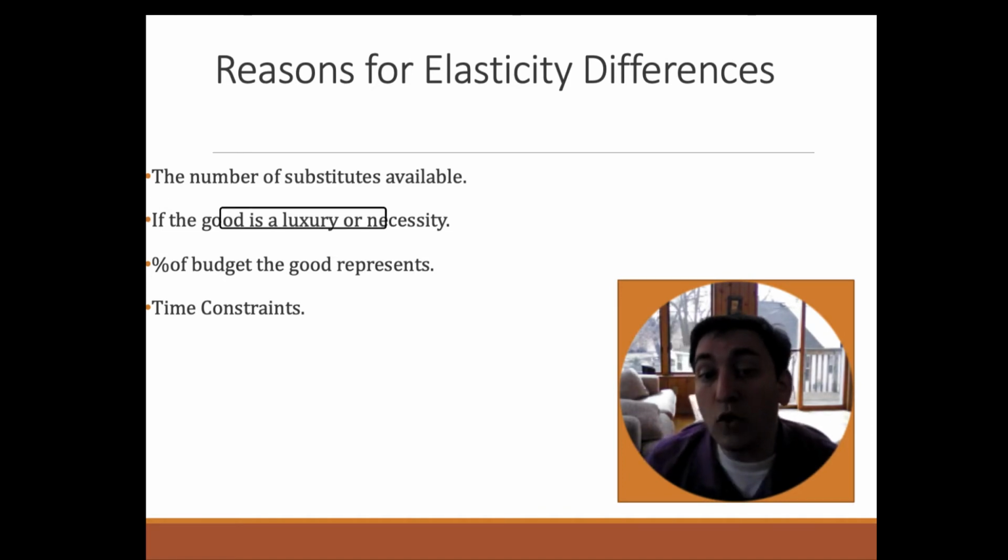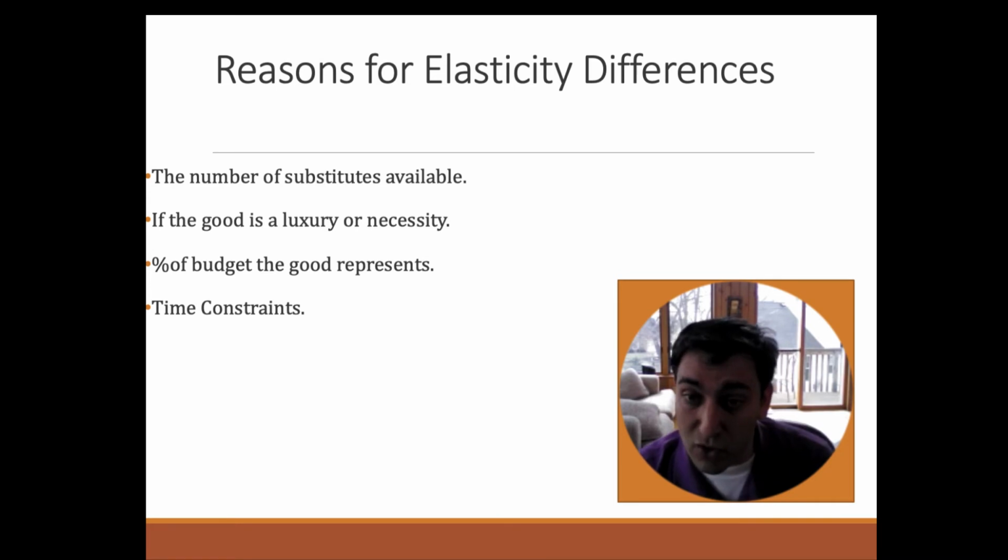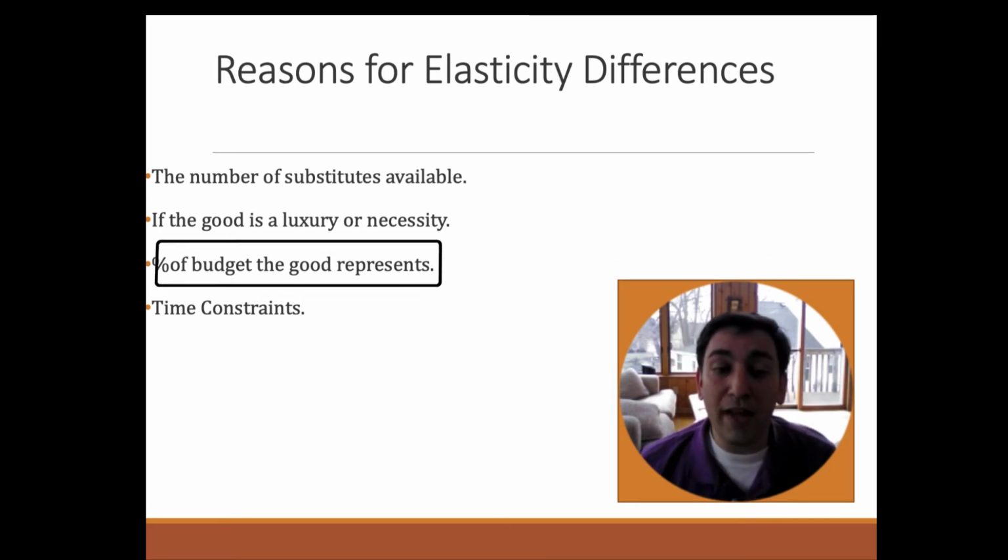If it's a drug you need and there are no other options out there, and if you don't take it, you're going to die, you're likely going to keep buying. You're not going to change your behavior. The other two are percentage of the budget.